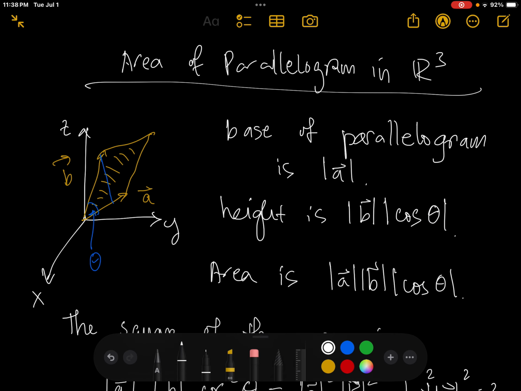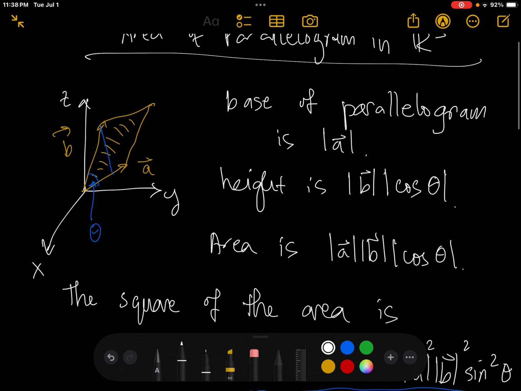In this video, we're going to talk about the area of a parallelogram in R3. So suppose that we have two vectors A and B in R3. Here's my vector A, and here's my vector B. Now these two vectors are going to form a parallelogram like this. And the question is, what's the area of this parallelogram?